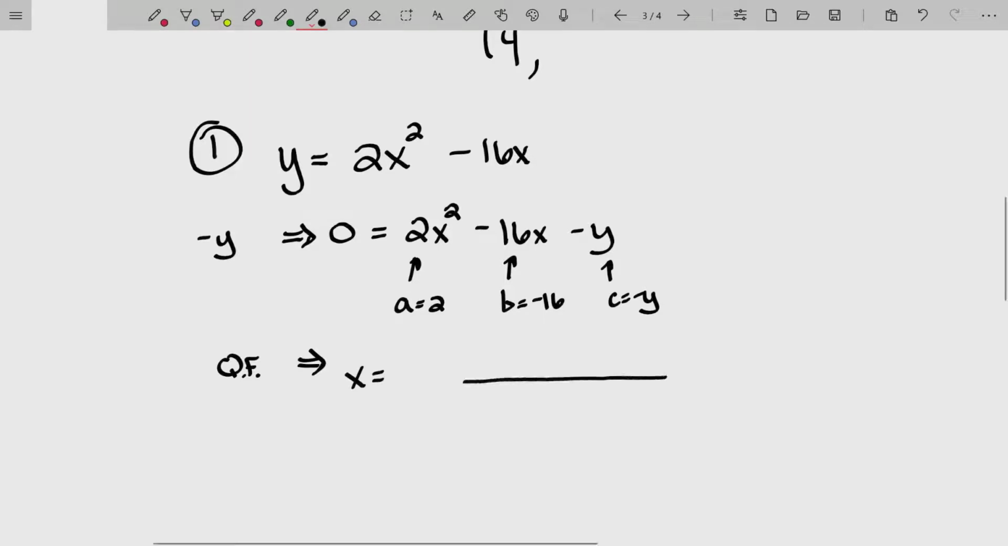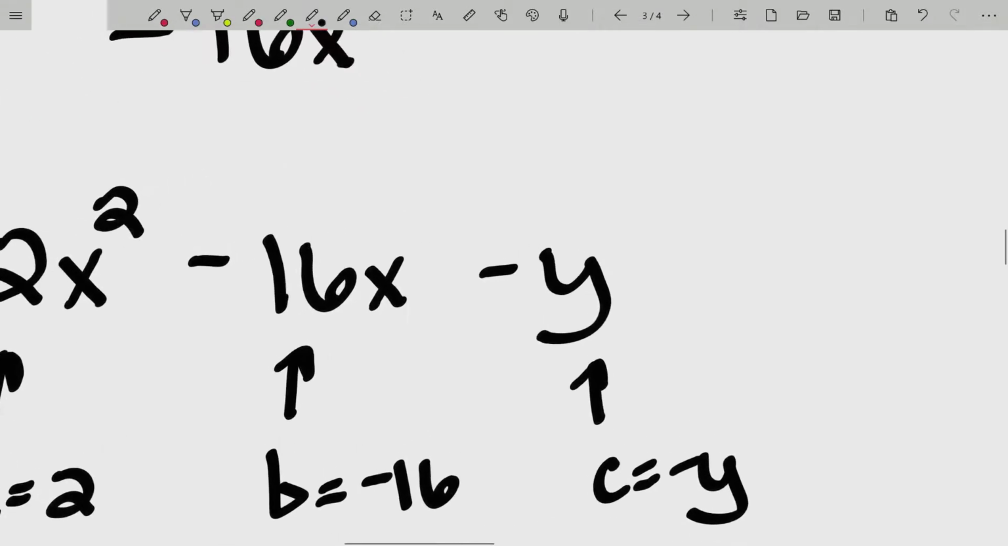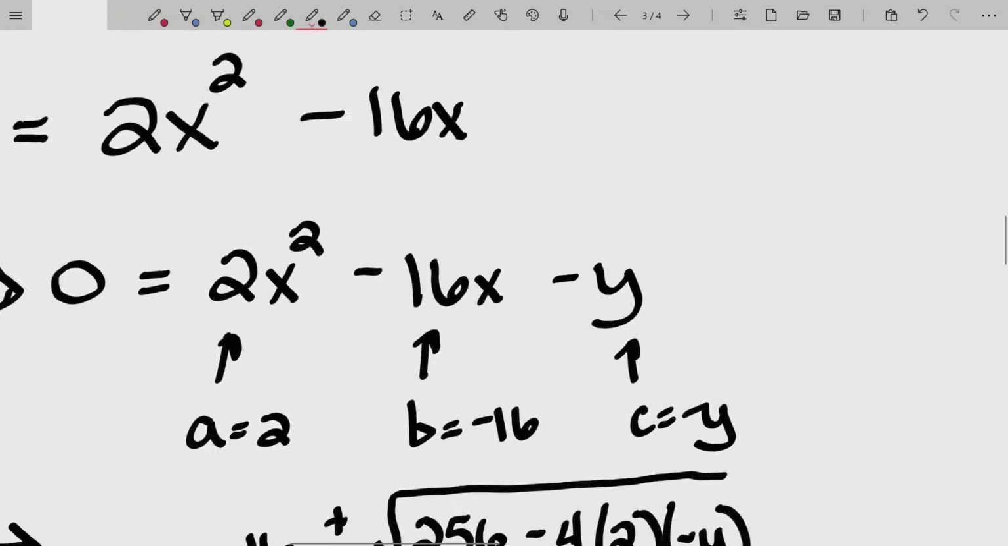x is going to equal a big fraction bar. It's the opposite of b, plus or minus the square root of b squared, which is 256, minus 4ac, all over 2a. You've used the quadratic formula since Algebra 1, so this should not be a big surprise. Probably the hardest thing for people to realize is that they can actually have variables within their quadratic formula.